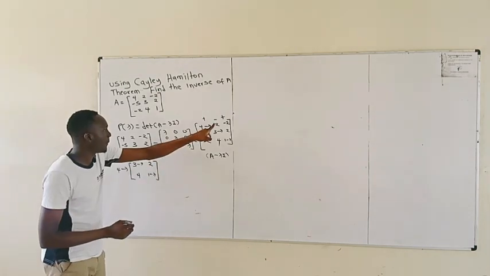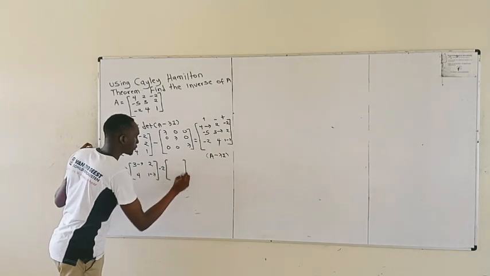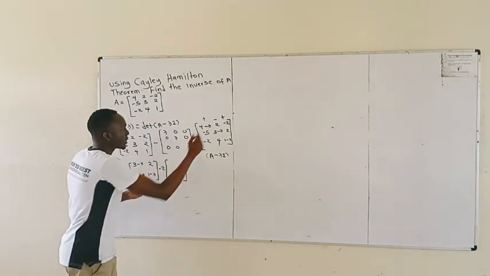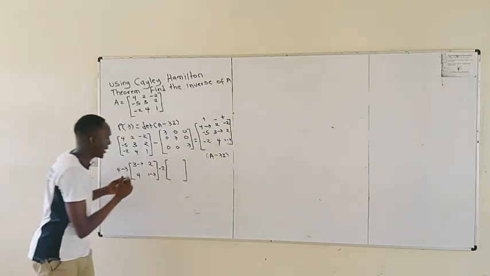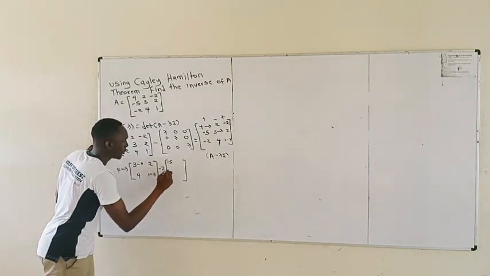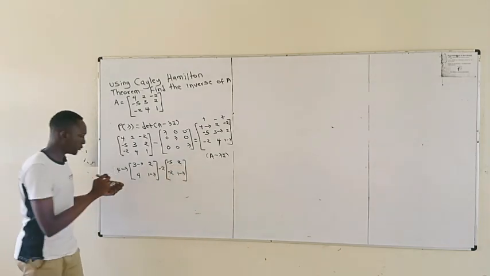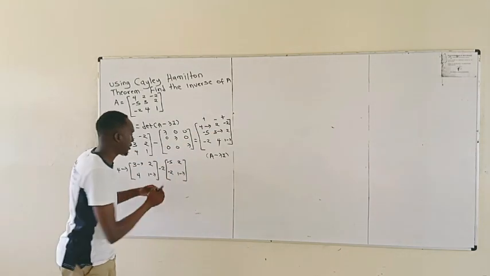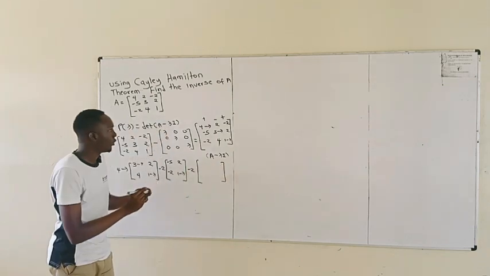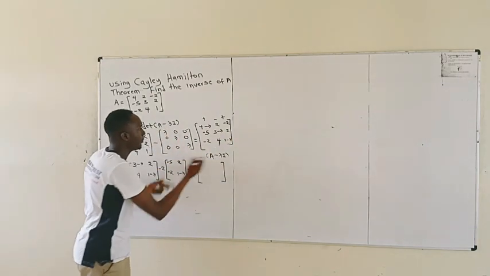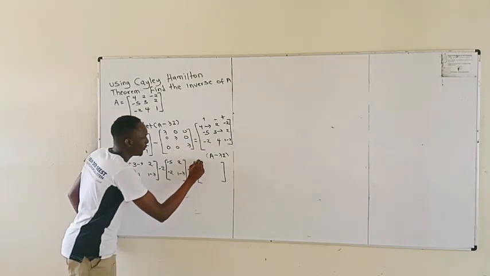Then we have minus 2 into, we cross the row and the column, we pick minus 5, minus 2, 2, 1 minus lambda. Then we have plus minus 2, which is still minus 2, into, we cross the row and the column, we pick minus 5, 3 minus lambda, minus 2, 4.